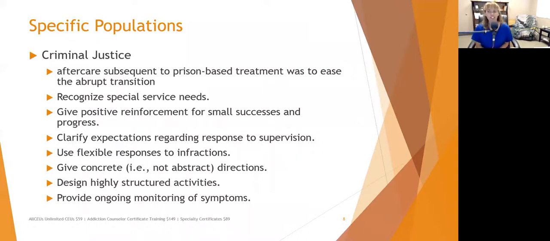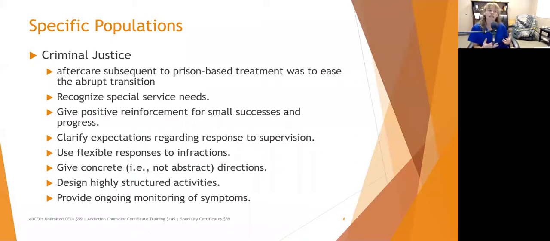Clarify expectations regarding response to supervision. So we need to let them know, what is it that your PO expects, your probation officer or parole officer? What is it that I expect? And if you don't adhere to treatment program rules, what are the consequences? What will I do?